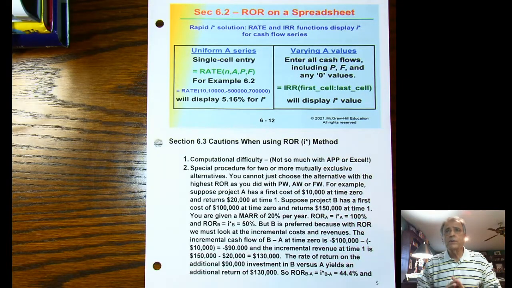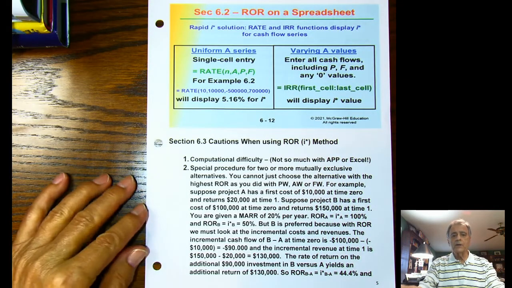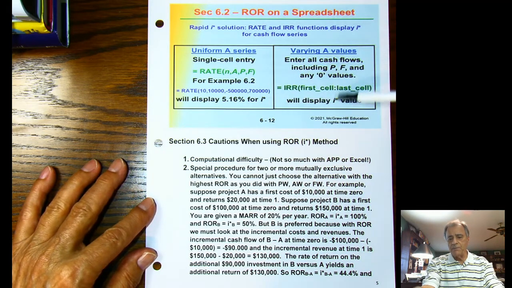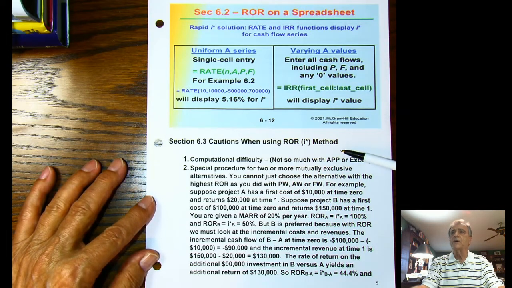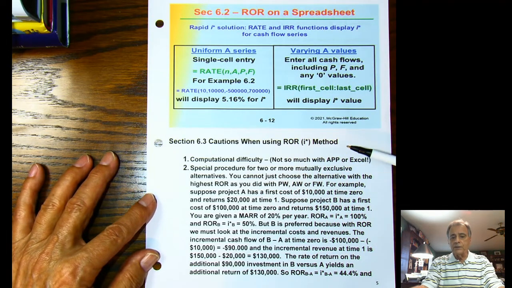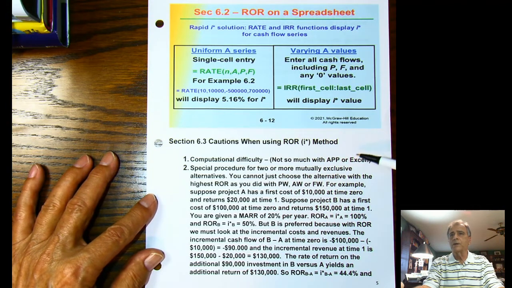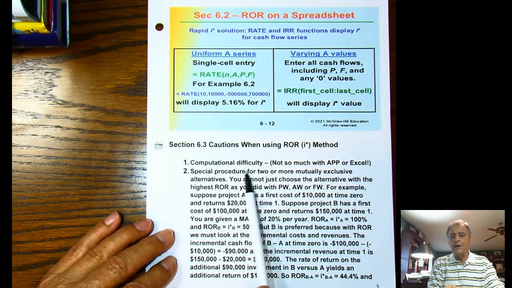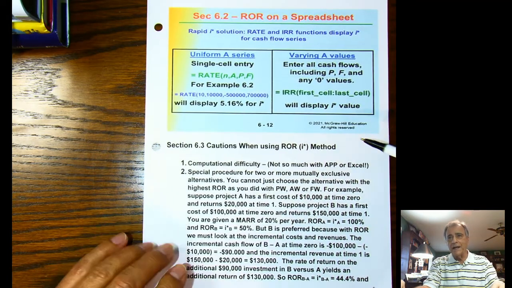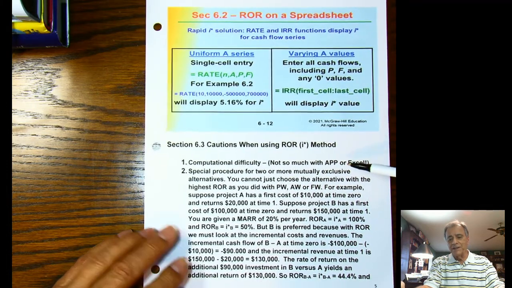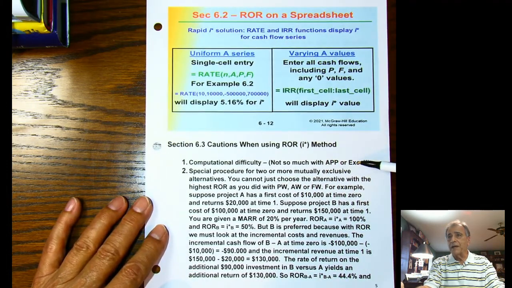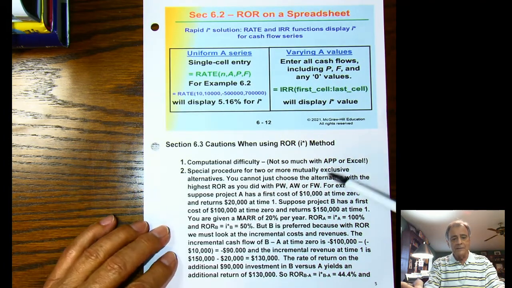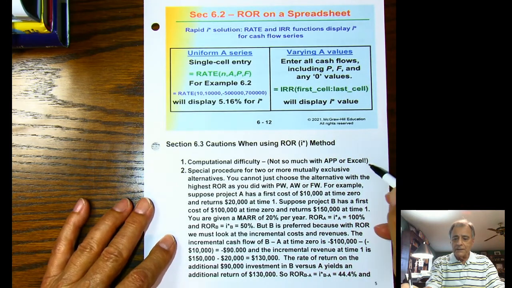So I'm going to return to the Elmo recording here and go into section 4.2 where the author talks about this, and I pretty much covered this. So I'm going to go now into section 6.3. These are some cautions when using this rate of return method. The first caution is called computational difficulty, and I kind of have in parentheses, not so much when you use the app that I presented you with, or Excel, okay? And I think there's one L there.